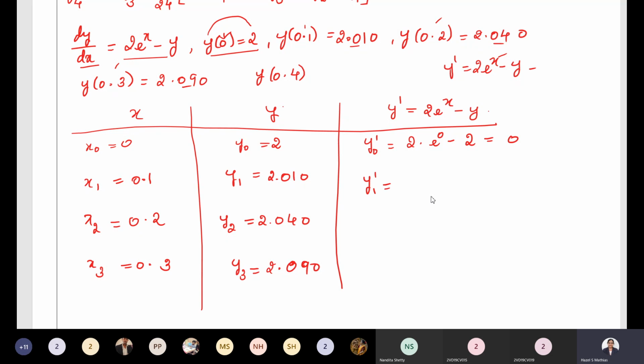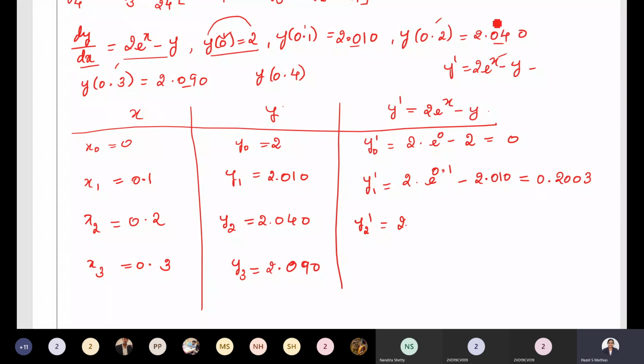Next find y1 dash. What will be y1 dash? 2 into e power x, x value is 0.1 minus y1 value is 2.010. Calculate and tell me what is it. 0.2003. Okay. Anybody else? Any other answer? 0.2003. Okay. So it is 0.2003. Next, find y2 dash.